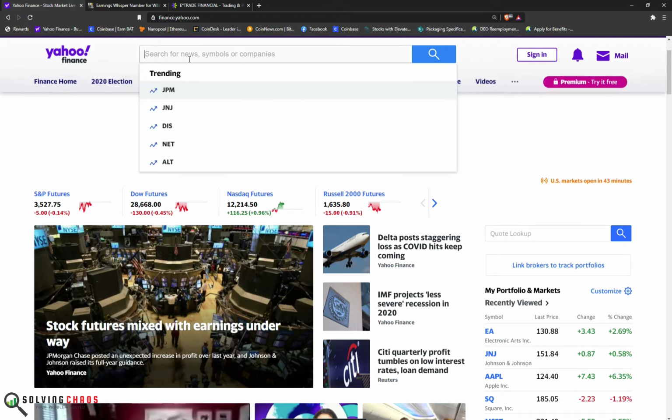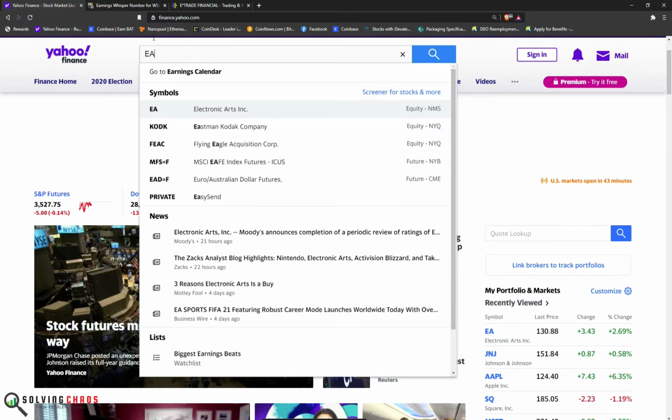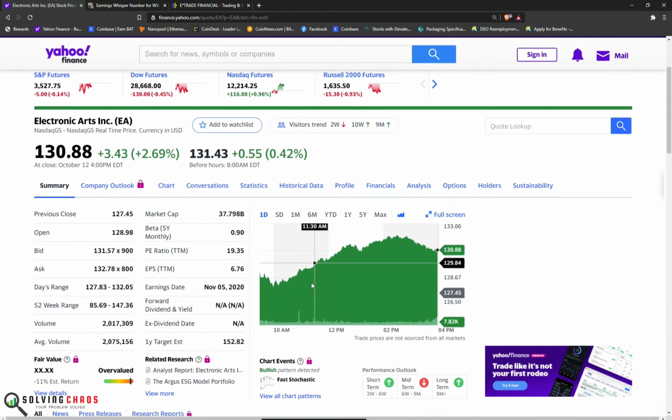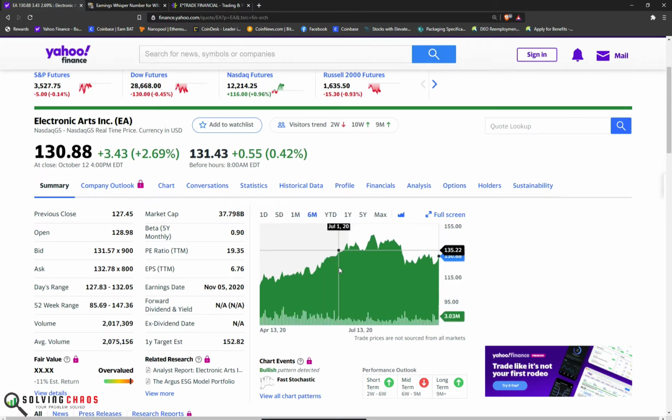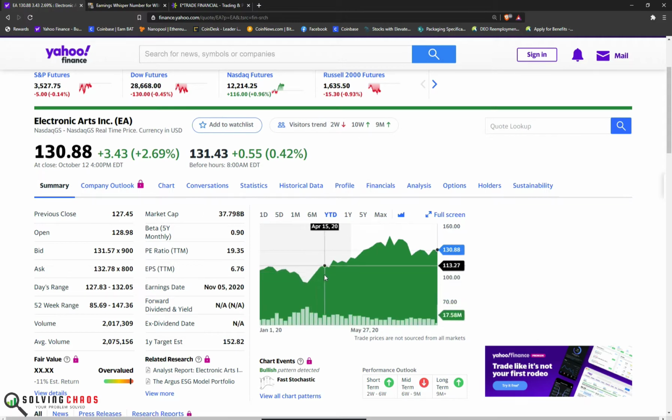Alright, so let's go to EA. I'm going to show you something. Let's take a look at the chart. EA is pretty strong lately. Stay at home stocks had a nice little run up here. And let's stretch this out 6 months. You see this. We can't even see the March dip, so let's go a little bit further out. We'll do a year to date, and you can see that. And then the stock's been going up.